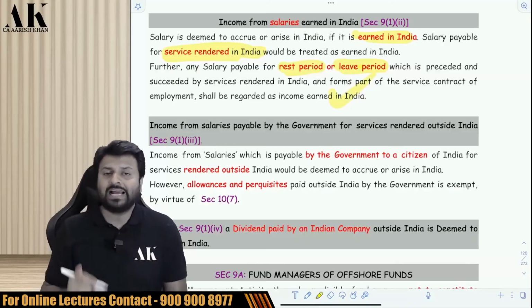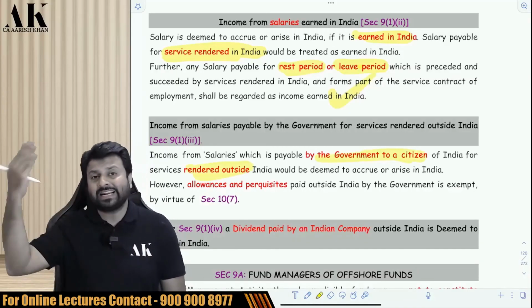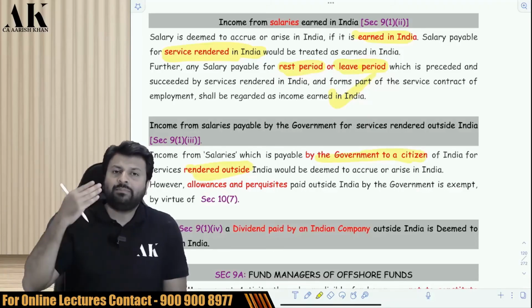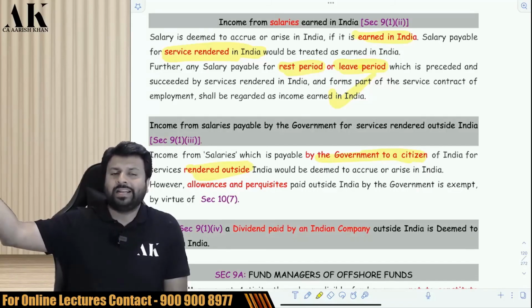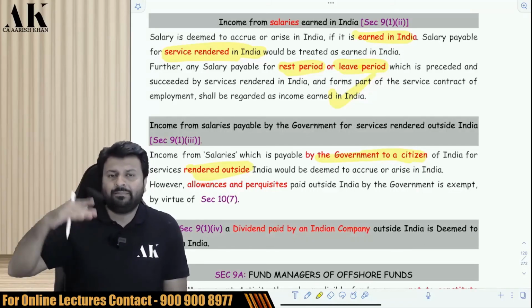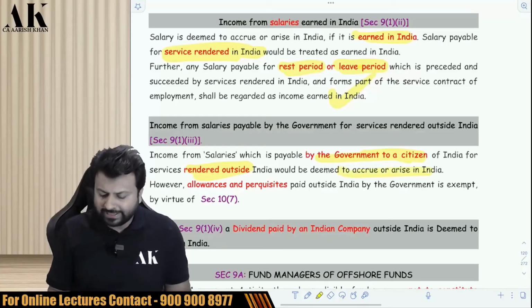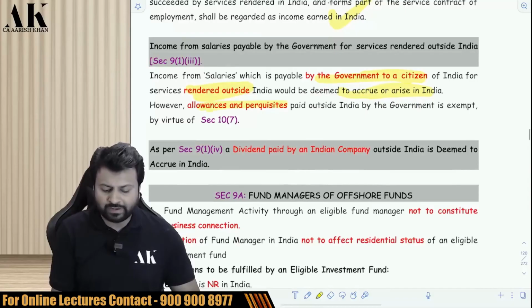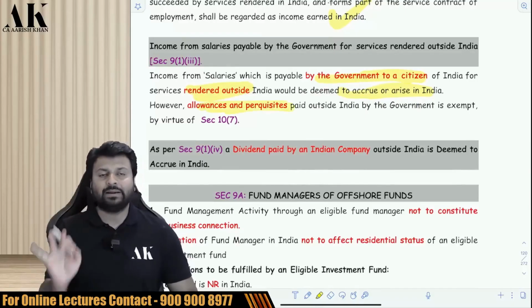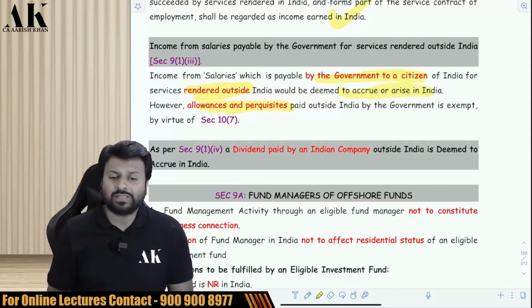Next, if a salary is payable by government to a citizen of India for services which are rendered outside India. So, for example, Indian government is making payment to a person who is located in an Indian embassy in USA. A person is working over there, so Indian government is paying salary. Then that income is also deemed to accrue or arise in India. But the allowances and perquisites given to them are exempt under section 10(7). Be very careful.